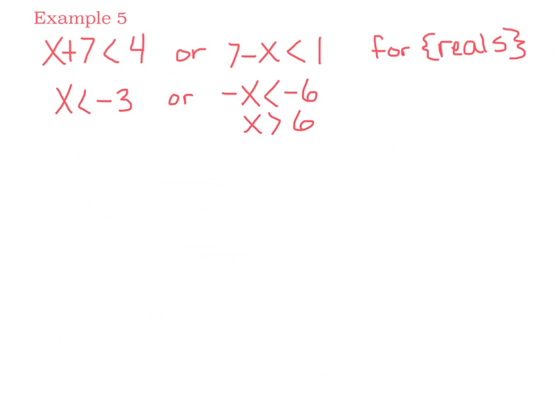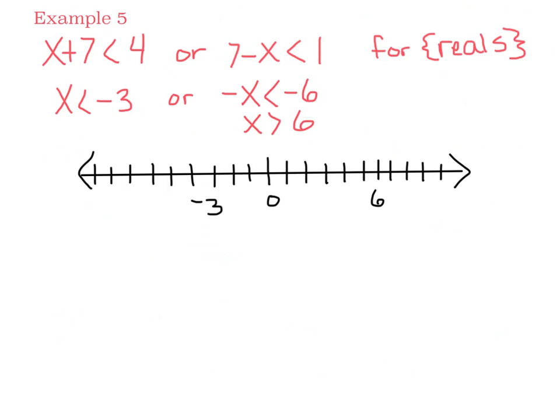So we have two parts to this. When we put it on the number line, we're going to have two different parts that we draw. We have x is less than -3, so we're going to put an open circle at -3, and then less than is left. And we have x is greater than 6, so we're going to put an open circle 1, 2, 3, 4, 5 at 6, and greater than goes to the right. So we have two parts to this.